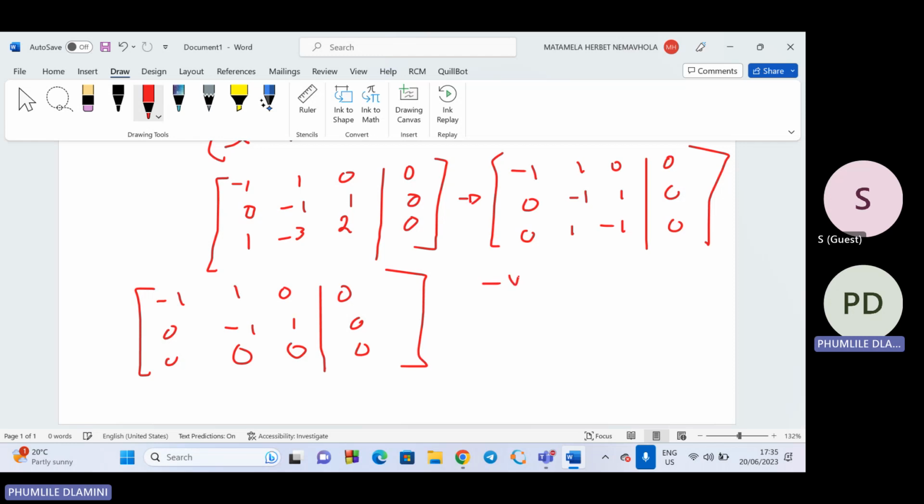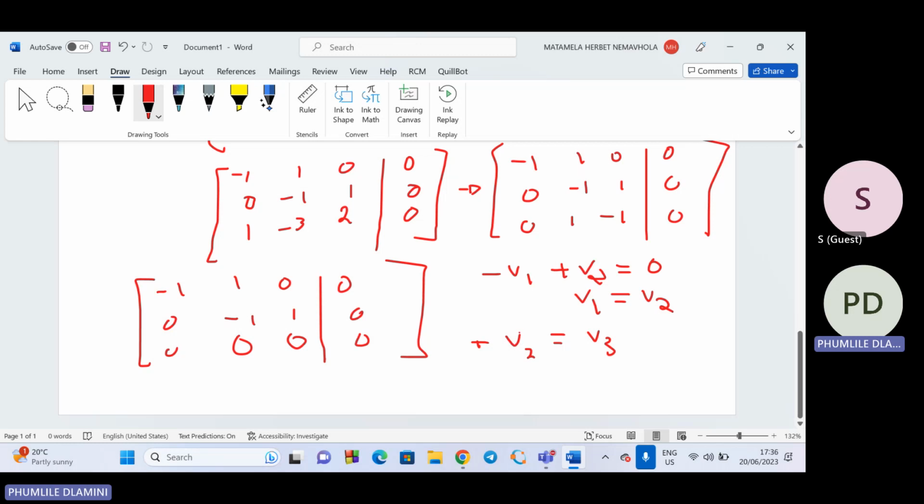We can rewrite this as negative V1 plus V2 equals 0. This implies that V1 is equal to V2. Then we also have this one here: negative V2 plus negative 1 of V3. So if we let V3 equal 1, then V2 is going to be equal to 1 also. And when V2 equals 1, it also implies that V1 equals 1. When we substitute 1 there, everything is 1. So we have this eigenvector: 1, 1, 1.